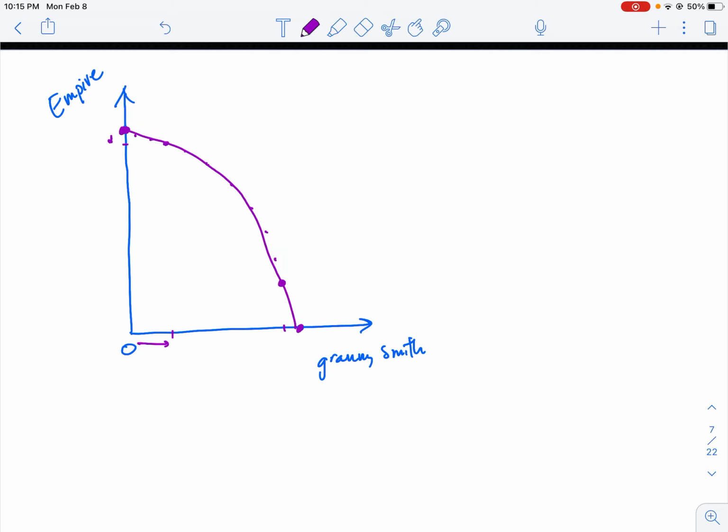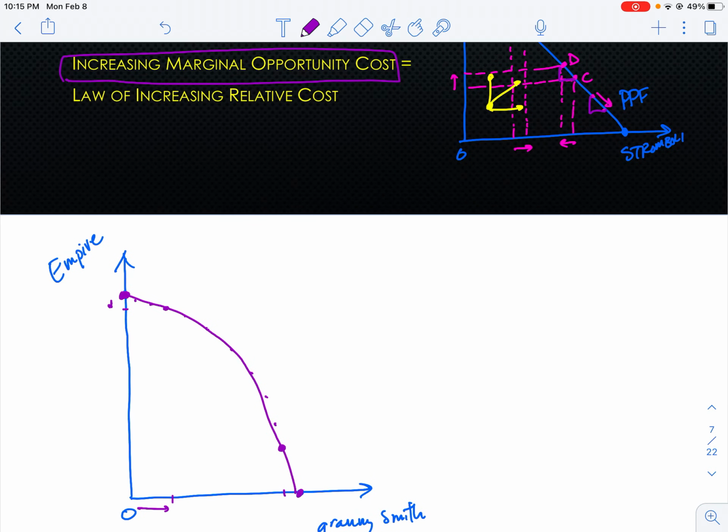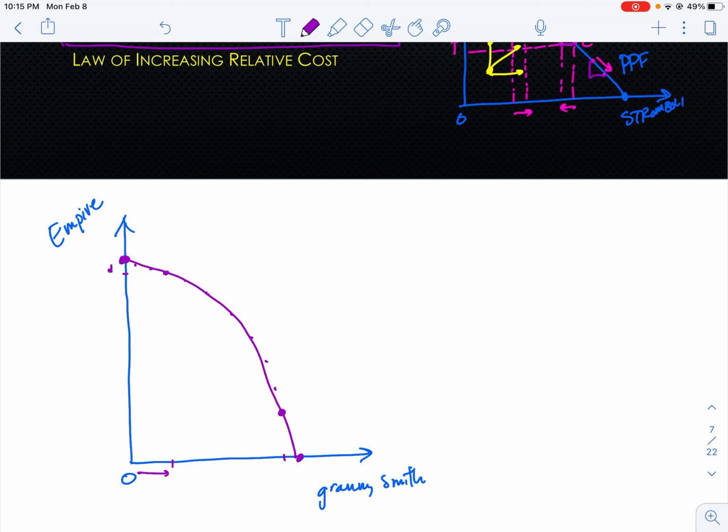So where is the increasing marginal opportunity cost? That's up here, right? Increasing marginal opportunity cost, because the longer you pick the same thing, the more of the other you give up per unit. So the longer I pick Empire apples, the more Granny Smiths I give up per Empire picked.